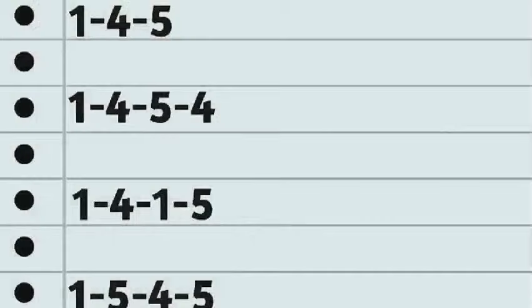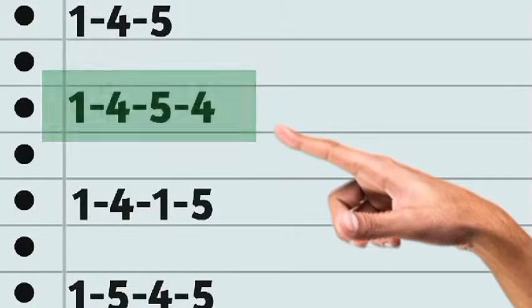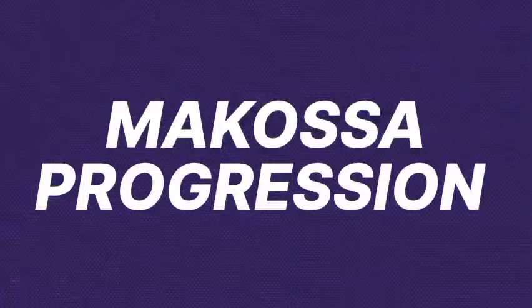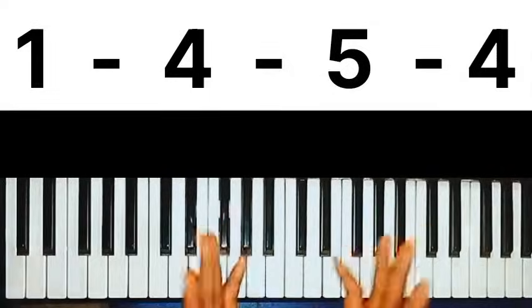The next praise progression we'll be treating is the 1454 chord progression, also known as the Do Fa Sol Fa. This praise progression is popularly known as the makosa progression. Let's quickly review how this progression sounds. Here are examples of praise songs that utilize this chord progression.